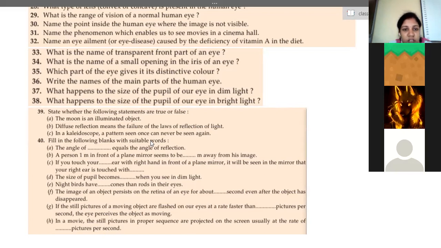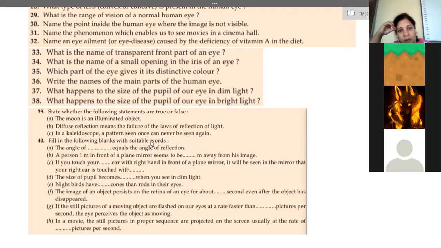B, diffuse reflection means the failure of law of reflection of light. So will the law of reflection of light not work in diffused reflection? Ma'am, it won't work. False. The statement is false. The laws of reflection also take place in diffuse reflection. The only thing is, due to the difference in surface, the surface is not smooth, it is rough. So due to that, the reflected rays will not be parallel. But all the rays will follow the law of reflection.